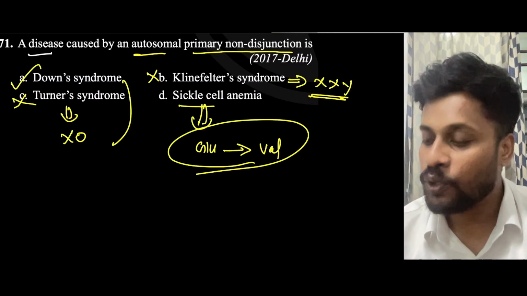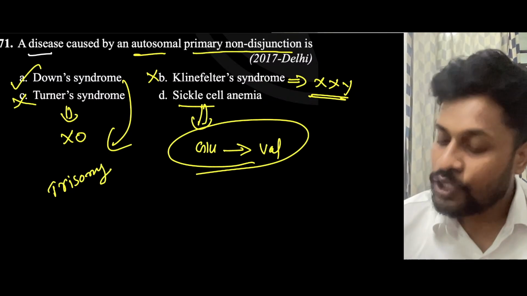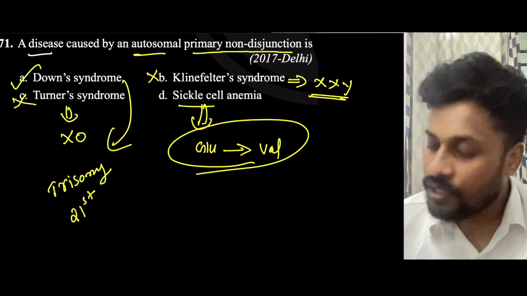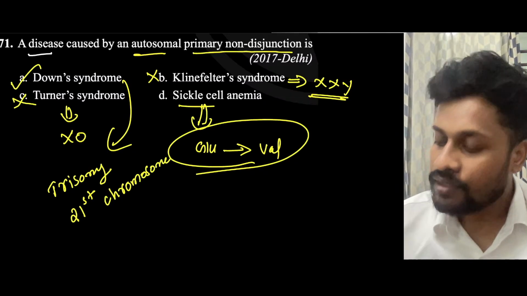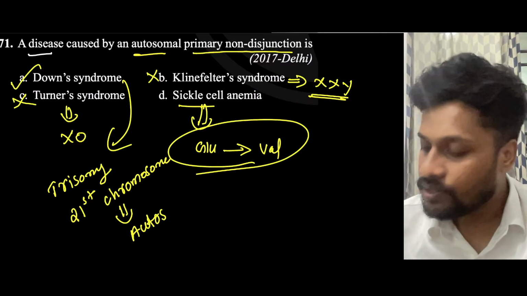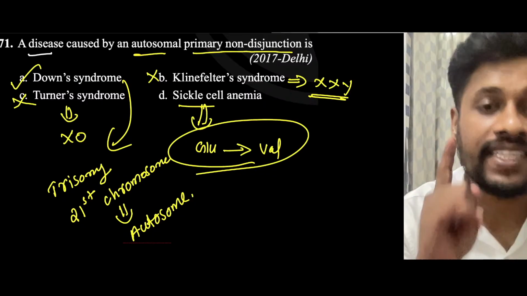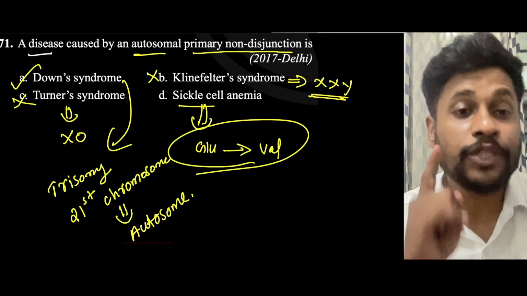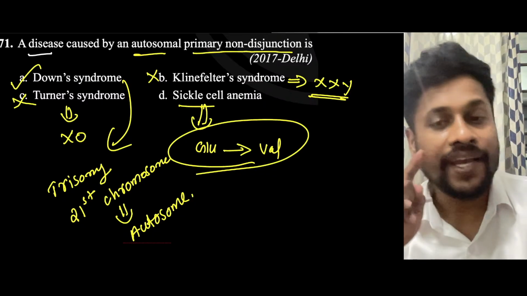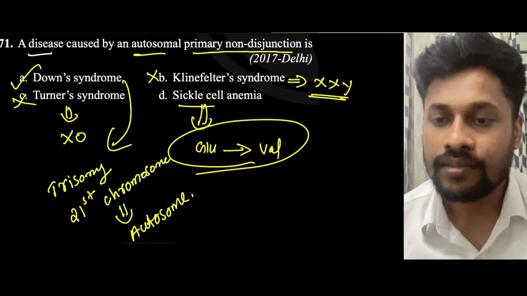Hence, what will be the answer? Down syndrome, because you know Down syndrome is due to trisomy of 21st chromosome. You know 21st chromosome is nothing but autosome, not sex chromosome, because first 22 pairs are autosome, then remaining one pair is sex chromosome. Is it clear, guys? Very good.